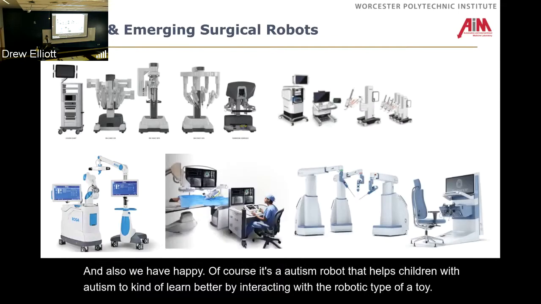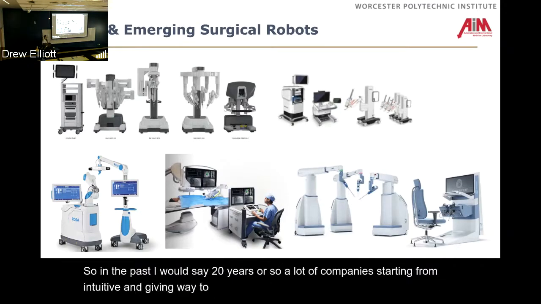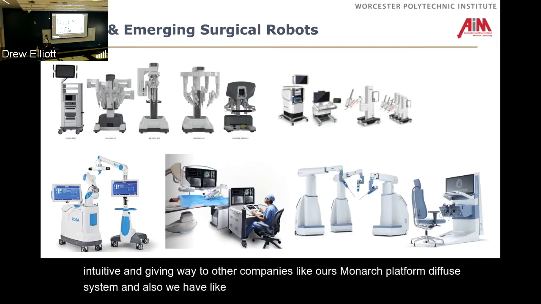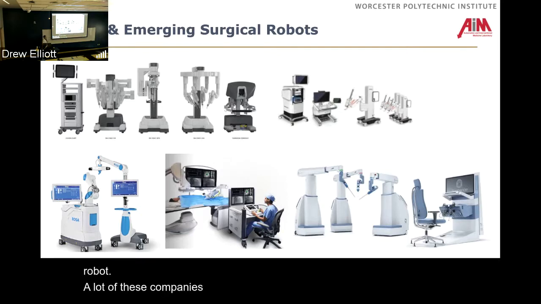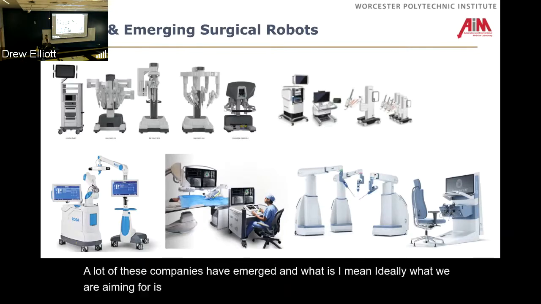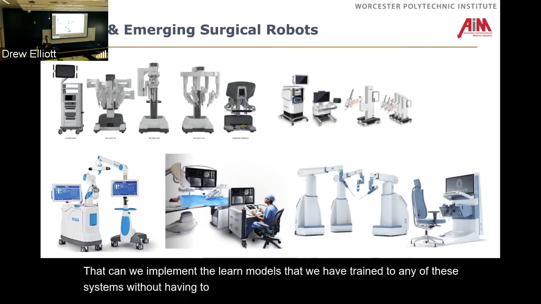So in the past, I would say 20 years or so, a lot of companies, starting from Intuitive and giving way to other companies like Auris, Monarch Platform, Diffuse System, and also ROSA, which is a neurosurgery robot, have emerged. Ideally, what we are aiming for is a common framework where we can implement the learned models that we have trained on any of these systems without having to do any extra work.